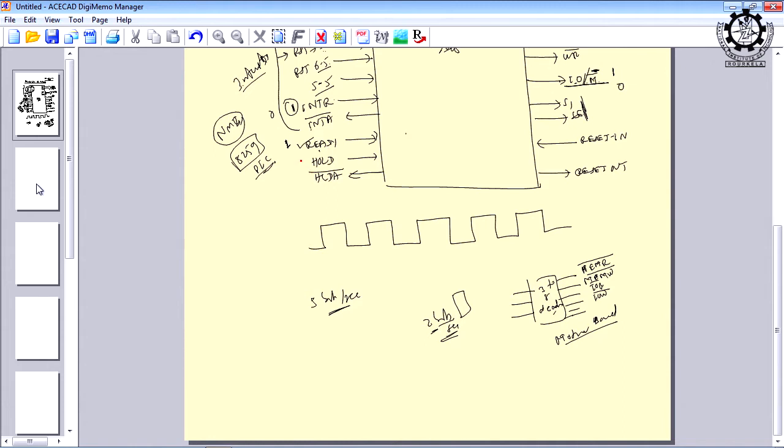Okay. So, another two important signals are HOLD and HOLD acknowledgement, and these are mainly used for the DMA controller, direct memory access controller. You might have studied it in computer organization and architecture, but there you have studied in general.